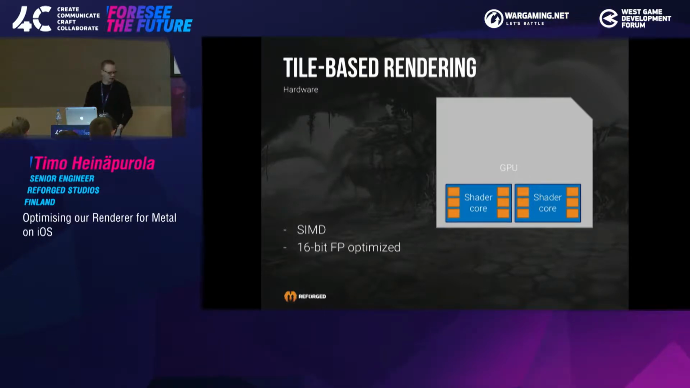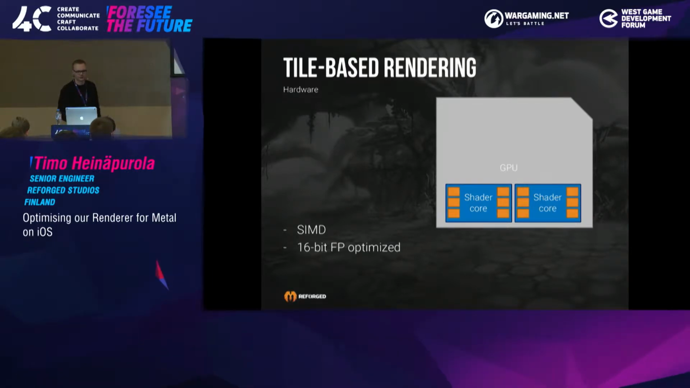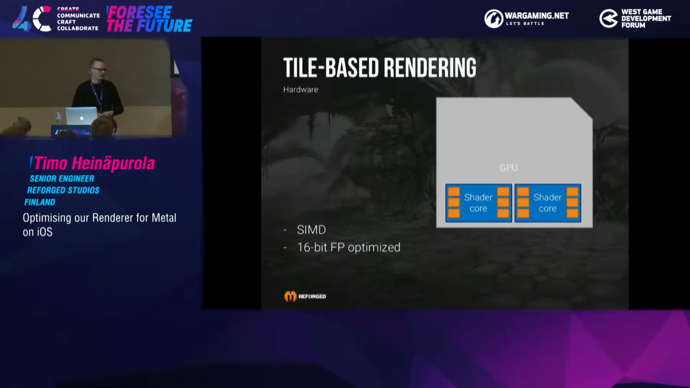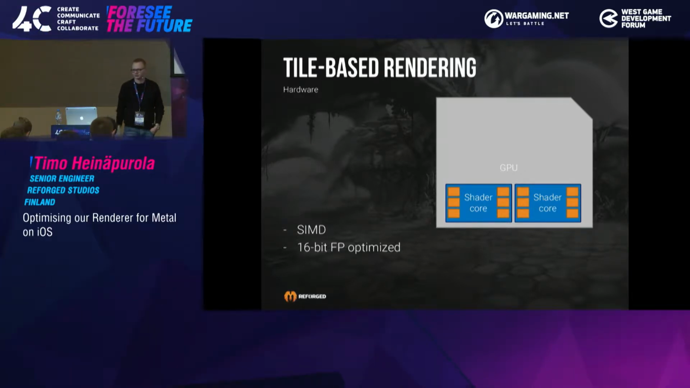16-bit floating point optimized. So that means that it really makes sense to use 16-bit floating point math on these GPUs. It uses a lot less register space because the register file is split into 16-bit blocks on newer GPUs. And the logic is just so much simpler from a silicon point of view, so it uses a lot less energy and is typically just faster.